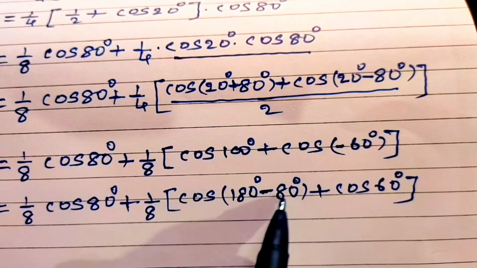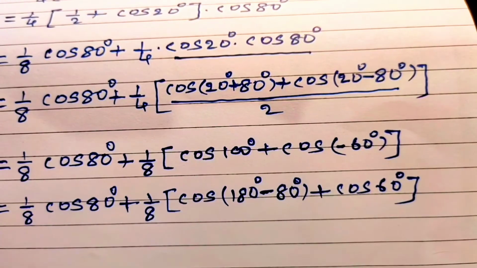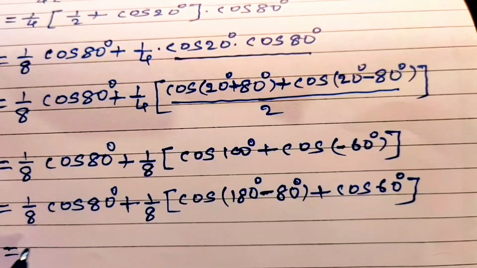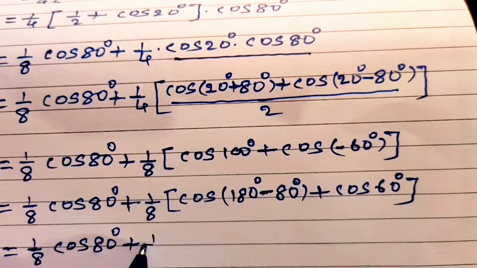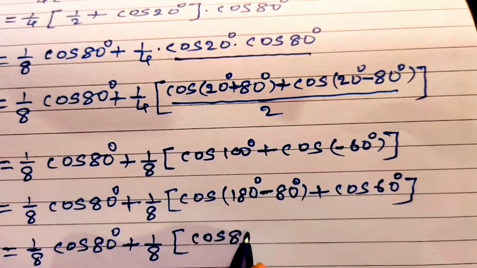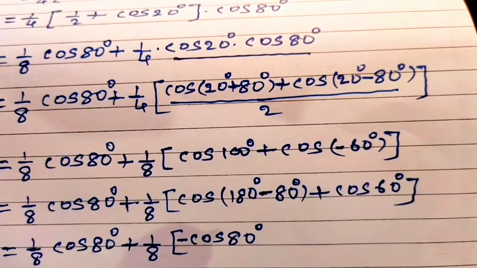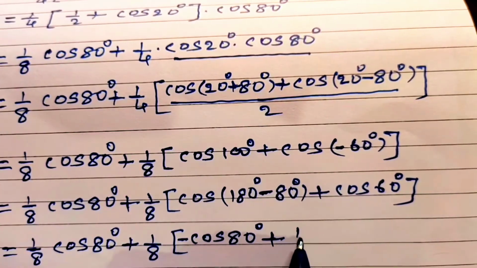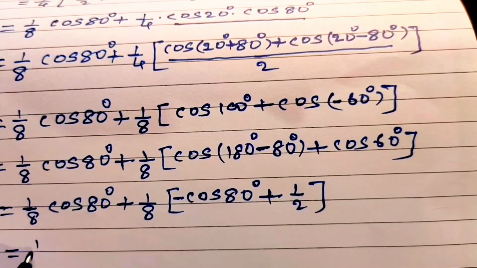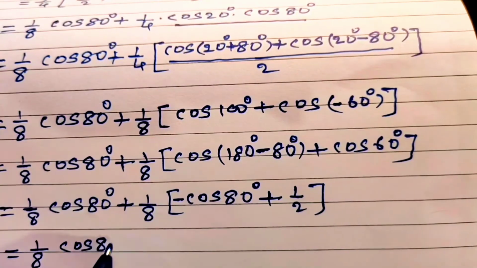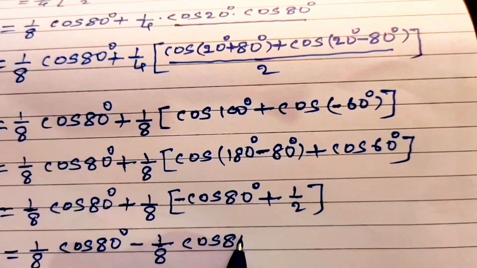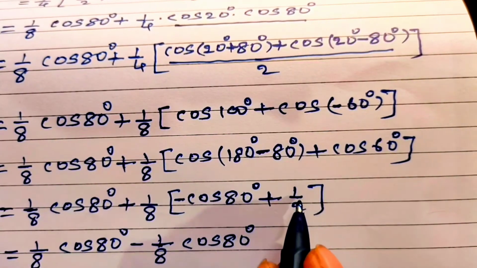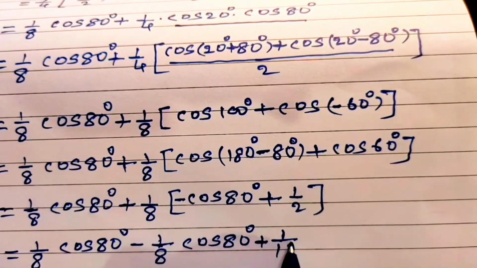Okay, this becomes cos of 80 degree and this cos 60. So we can write this is equal to 1 upon 8 cos of 80 degree plus 1 upon 8 cos of 80 degree with minus sign, because this angle lies in second quadrant, and plus cos 60 means half. Hence this is equal to 1 upon 8 cos of 80 degree minus 1 upon 8 cos of 80 degree plus 1 upon 8 into half, plus 1 upon 16.